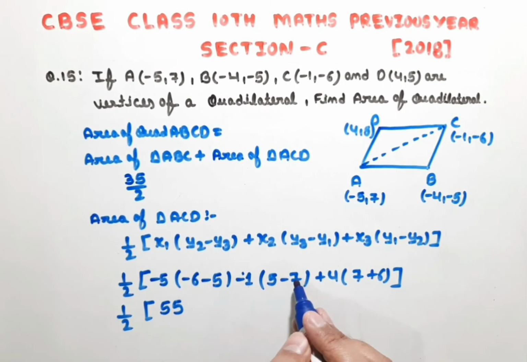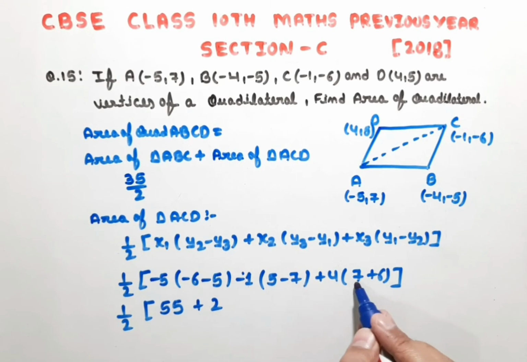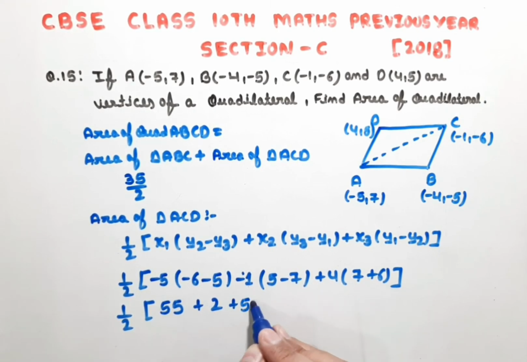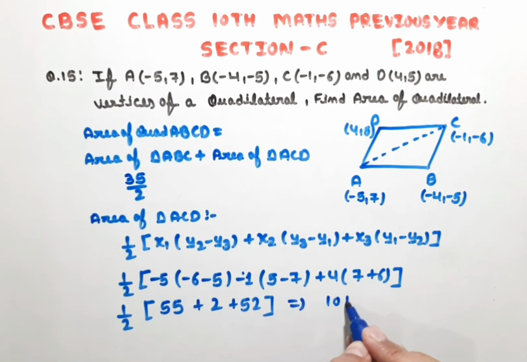5 minus 7 will be minus 2, and minus 2 into minus 1 will be plus 2. 7 and 6 will be 13, and 13 into 4 is 52. So 52 and 2 will be 54, and 54 plus 55 will be 109. So this will be equal to 109 upon 2. This is the area of triangle ACD.